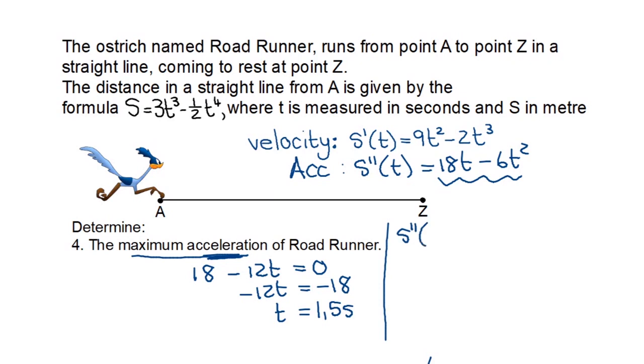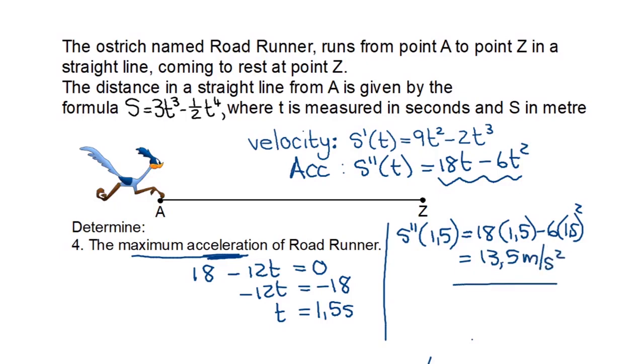That is not the maximum acceleration. That is when it will happen. So I'm going to use the acceleration formula and substitute the time when the maximum will happen. I have to replace every t with 1.5 seconds, and I'll end up having 13.5 meters per square second.